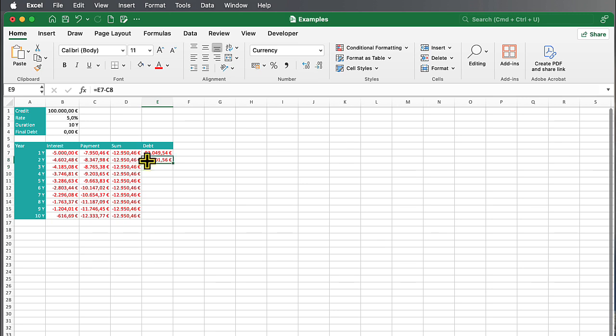And now we can autofill. And what you can see at the very end, our final debt is €0. So that's what we are aiming for.